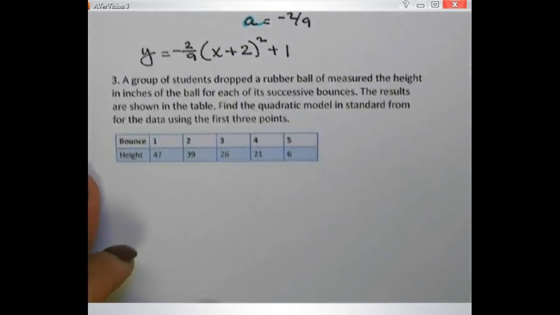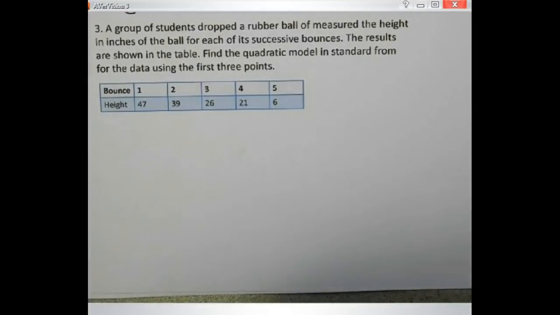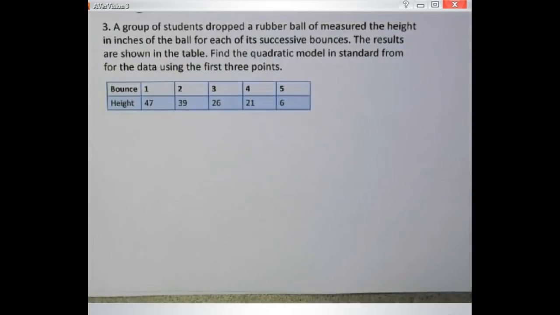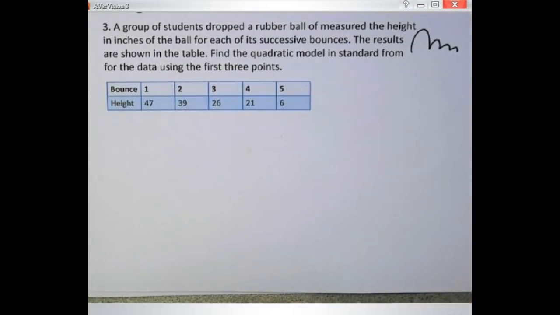Now, for this example, I do need you to take a moment and press pause because your directions look a little bit different than mine. So go ahead and make yours look like mine for just one second. A group of students dropped a rubber ball and measured the height in inches of the ball each time that it bounces. If you notice, it's going to go bounce, bounce, bounce, bounce. That's why you have the different heights there. The results are shown in this table. Find the quadratic model in standard form.